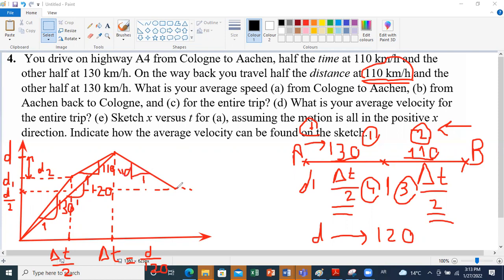Now, when I reach this point, my slope will become more negative because now I will move at 130 kilometers per hour. So I will increase the negative slope and will continue to move down until reaching x0 because I will be back to point A. So here I can represent this by a negative slope of 130.